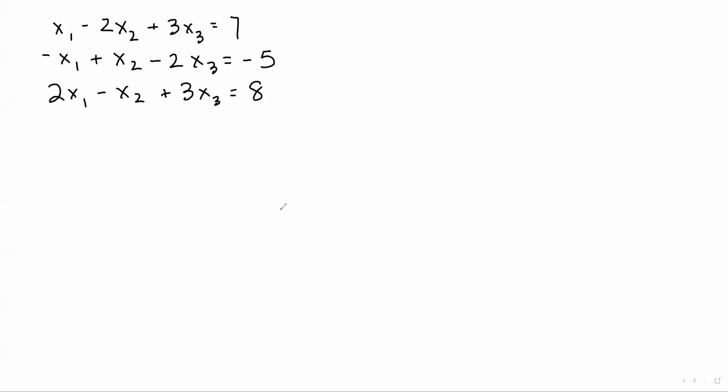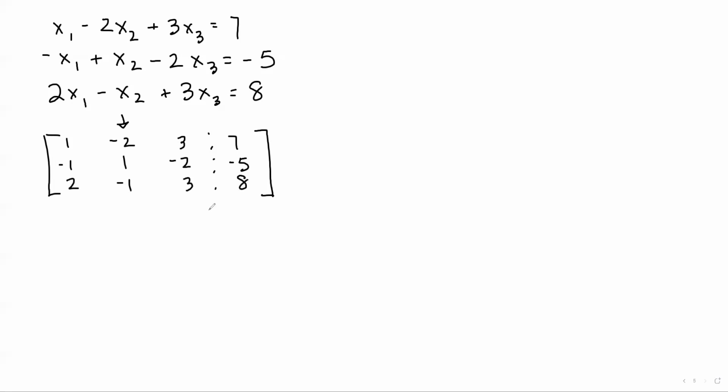All right, so let's go through and do the same process we just did a minute ago and see what happens. So first we've got 1, -2, and 3. Put our dashed line, 7, -1, 1, -2, -5, 2, -1, 3, 8. Okay, and so the goal is the same. And a large part of this matrix actually is the same. So let's just go through this quickly.